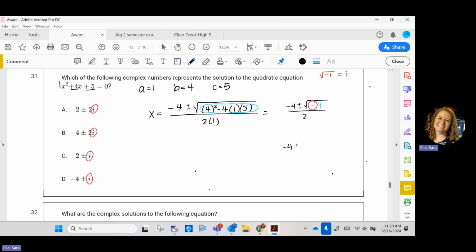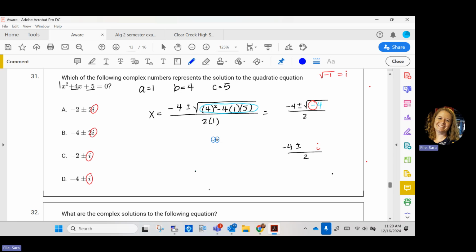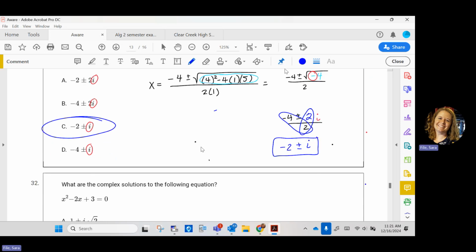as negative 4 plus or minus, and then the i is going to be out here. Now, the square root of 4, what is the square root of 4? The square root of 4 is 2, so that gets replaced with a 2. Now, I can reduce. Both of these can be divided by 2, right? So negative 4 divided by 2 is negative 2. And 2 divided by 2 is just an understood 1. So you don't have to write it. So this is what it ends up coming out as. Negative 2 plus or minus i. Okay. So that's where we're at.